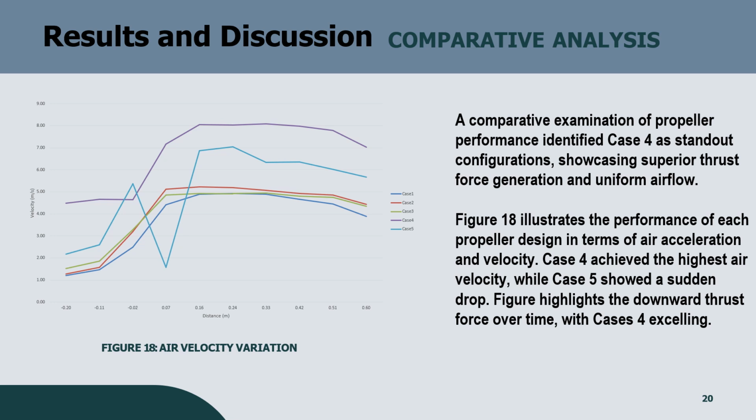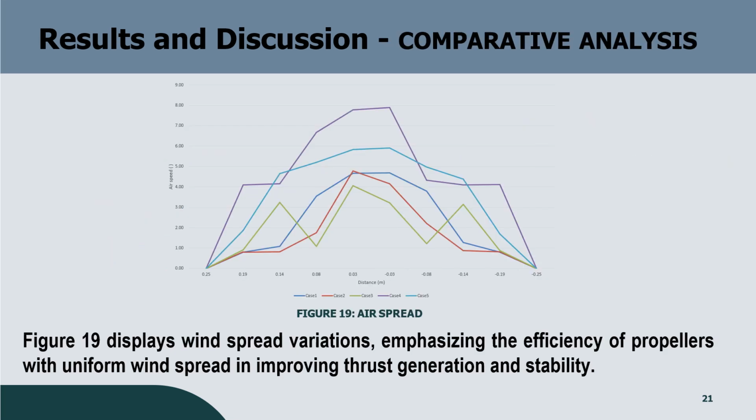Comparative analysis. A comparative examination of the propeller performance identified case 4 as a standout configuration, showcasing superior thrust generation and uniform airflow. Figure 18 illustrates the performance of each propeller design in terms of air acceleration and velocity. Case 4 achieved the highest air velocity while case 5 showed the sudden drop. The figure highlights the downward thrust force over time, with case 4 being excellent.